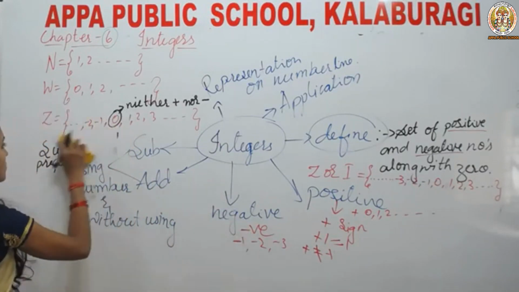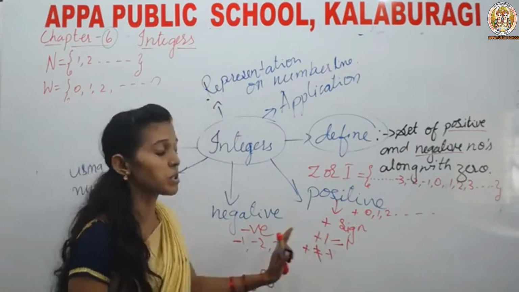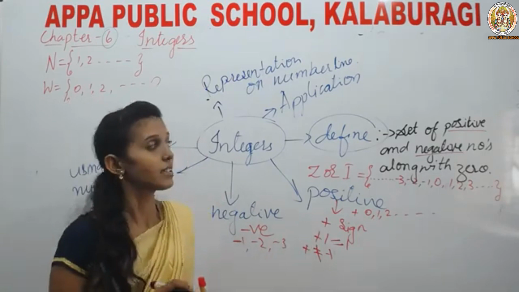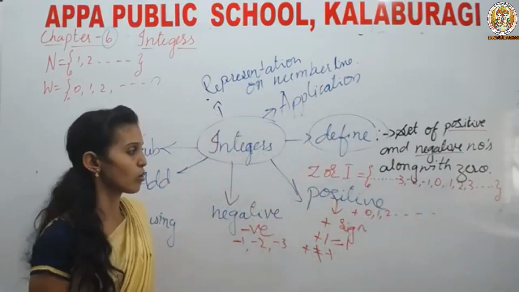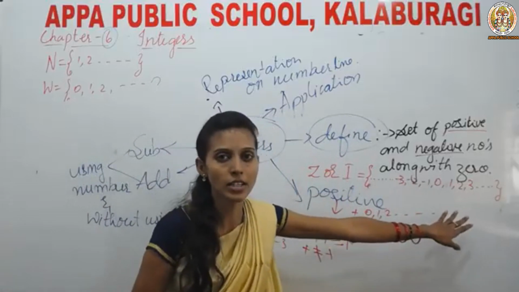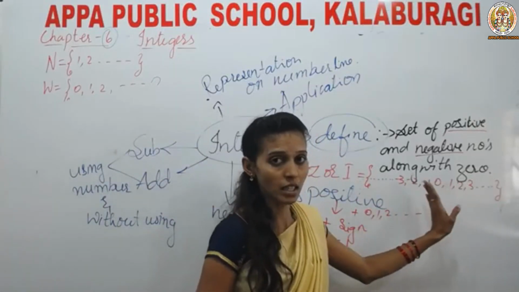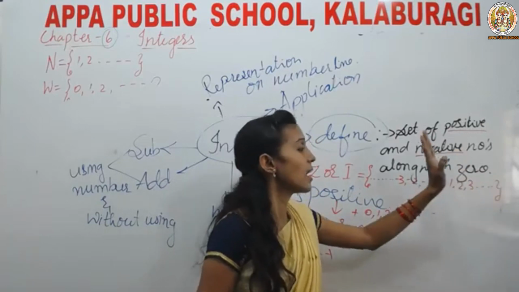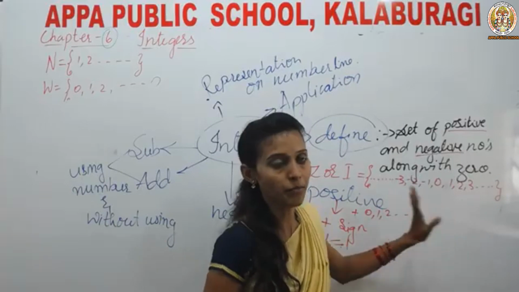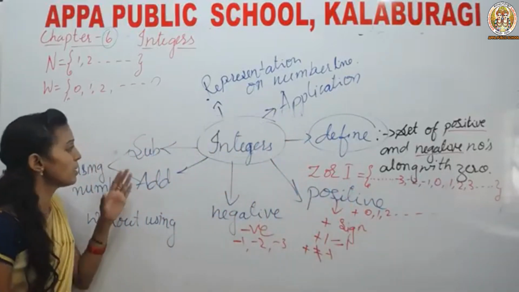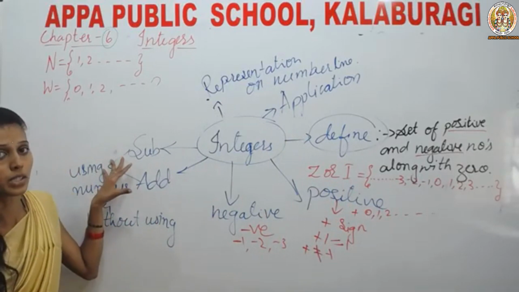I hope you got positive integers and negative integers, and how to represent them symbolically. This is the representation: integers, Z equals the set of integers, negative integers, positive integers along with 0, or negative numbers, positive numbers along with 0. Now let us go to addition and subtraction using number line, without using number line.